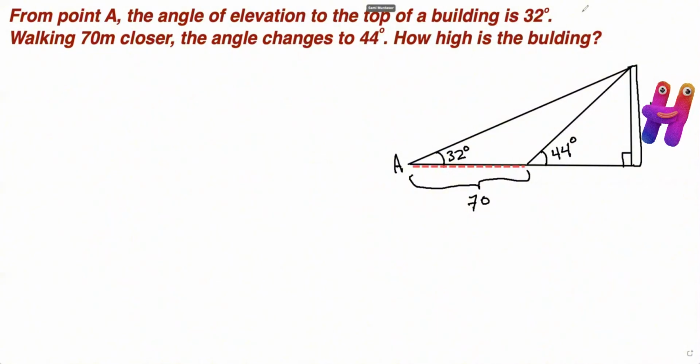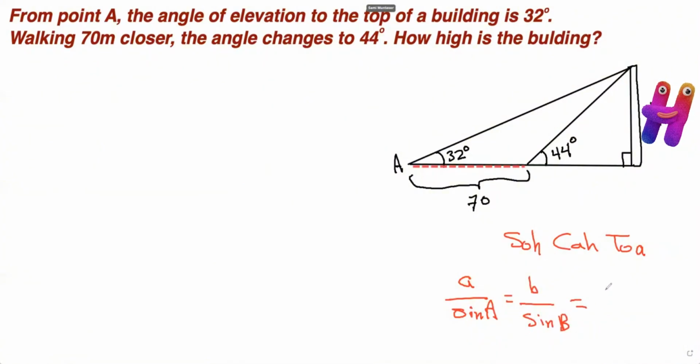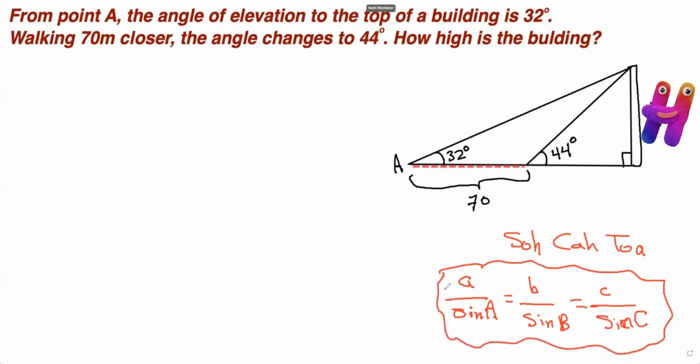So let's write a few things down. So definitely SOH CAH TOA. Also here, I think we need to know the sine law, which is a over sine A equals b over sine B equals c over sine C. Of course, we use this with non-right angle triangles. So SOH CAH TOA is for right angle triangles. The sine law here is for non-right angle triangles.